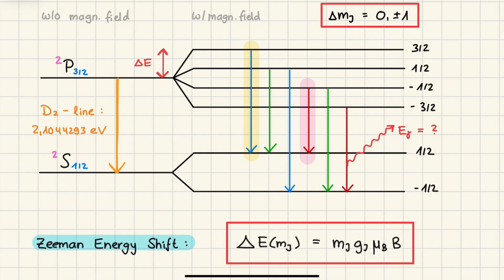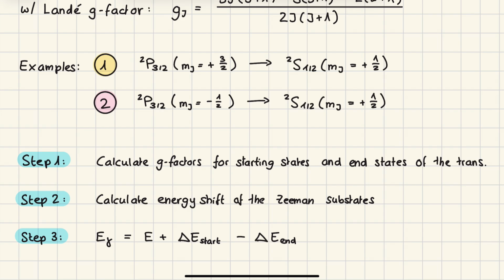Similarly, since we're going to subtract the energy shift for the end state, now a negative energy shift will make the photon energy larger, and vice versa. But now let's finally get to work.